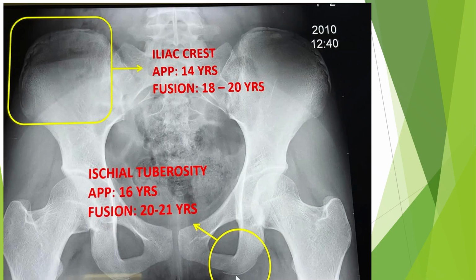So iliac crest has appeared, so the age will be more than 14, less than 20, and ischial tuberosity has appeared, not fused. So the age will be more than 16 and less than 21.